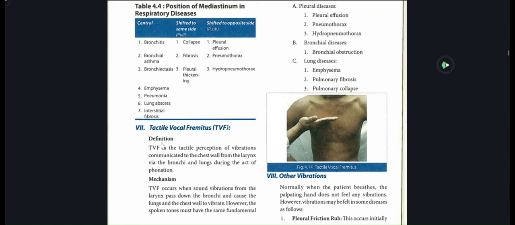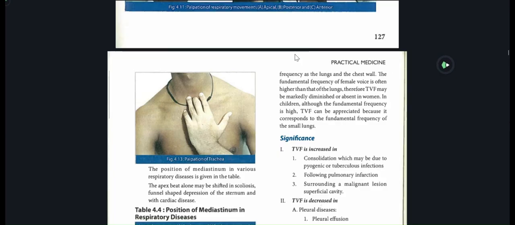So what is tactile vocal fremitus? It's the tactile perception of vibrations communicated to the chest wall from the larynx via the bronchi and the lungs during active phonation. So these sound vibrations travel down and cause the lungs and chest wall to vibrate, but the spoken tones must have the same fundamental frequencies as the lung and the chest wall. Remember that the fundamental frequency of the female voice is often higher than that of the lungs, and therefore TVF may be markedly diminished or absent in women. In children, though it is high, TVF can be appreciated.